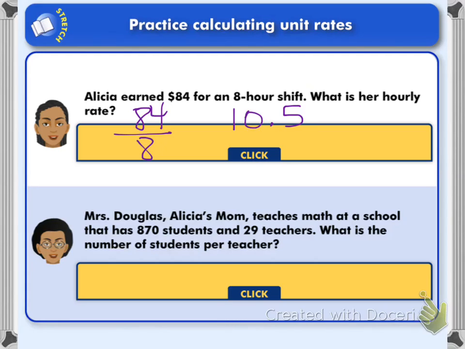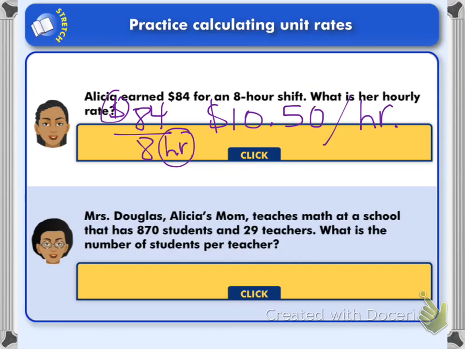Now the tricky part is how do you label that? Well, you're doing money divided by hours, so that's how you want to label it, money per hour. So that'd be $10.50 per 1 hour. That would be her hourly rate. So every hour she works, she gets $10.50.